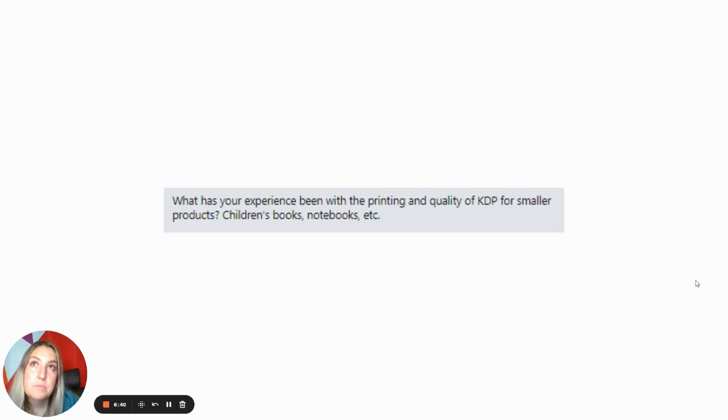Now, a lot of composition notebooks have a chipboard cover, and Amazon does not offer that. It is matte or gloss, and it is thinner. So that is something to keep in mind, but that is also a good question.